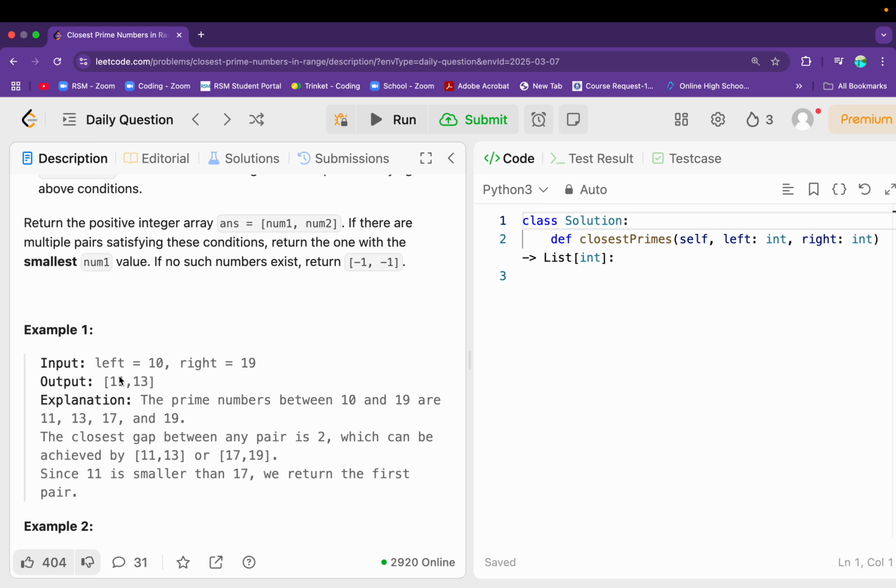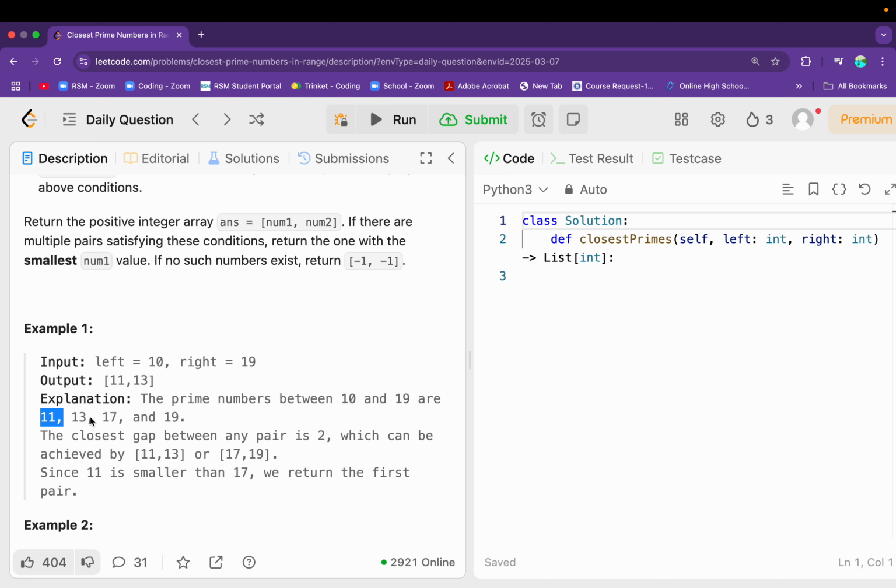But another thing to note is that 17 and 19 also have a difference of 2. So why is 11, 13 the only answer? Well, it also tells us that we want to return the one with the smallest num1 value if some pairs have equal differences. In this case, 11 is smaller than 17, and so we return the first pair, 11, 13.